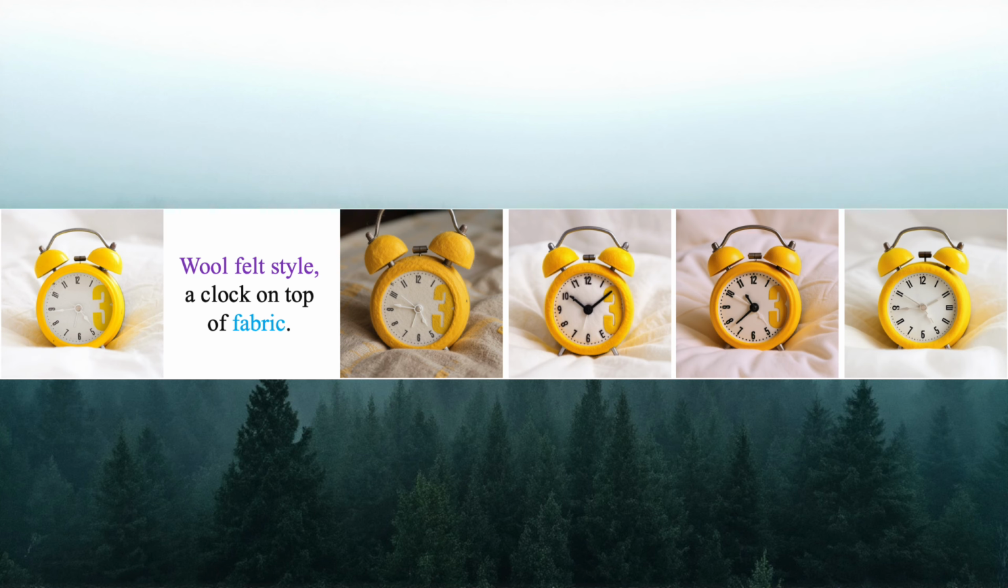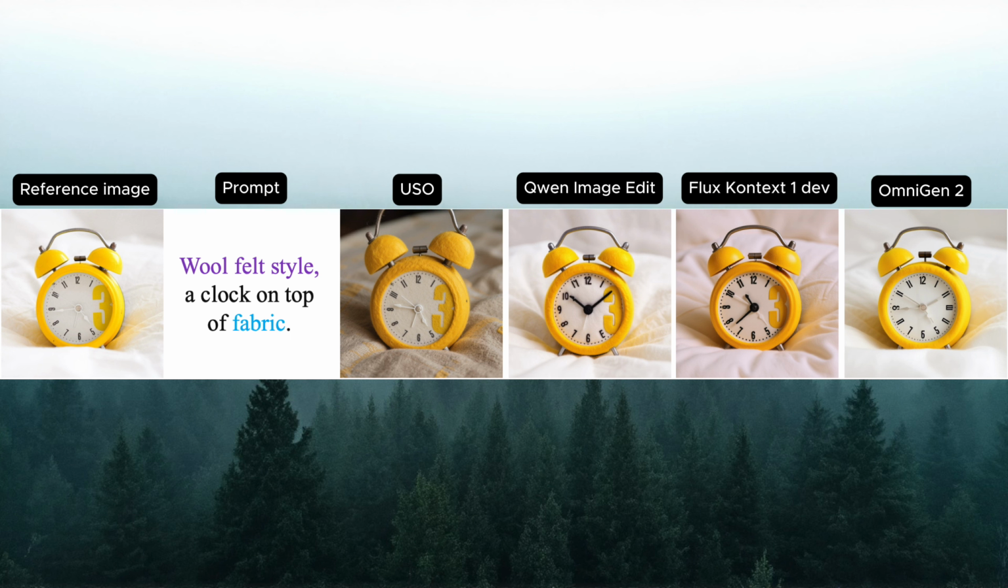To get a clearer picture, let's compare USO with some of the latest image generation solutions like Qwen Image Edit, Flux Context, and OmniGen 2. In the first example, the author tested object control and style transfer, specifically turning this watch into a wool felt style, and you can really see the performance differences here.